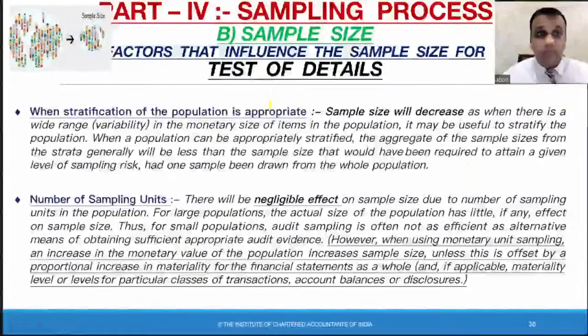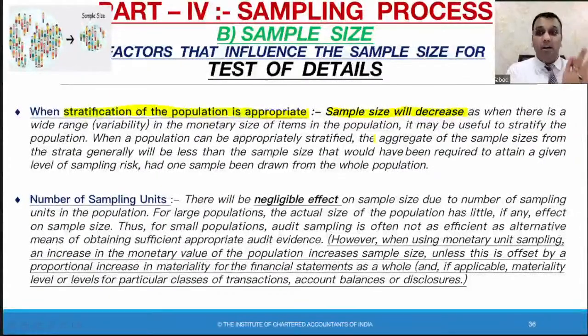The next factor: when stratification of the population is appropriate. What does that mean? Sample size will decrease, because obviously I have divided my population appropriately. So when stratification of the population is appropriate, I'm confident that whatever results I obtain from the sample, I can project on the population, and they'll give the results as per the sample. So the sample size will decrease.